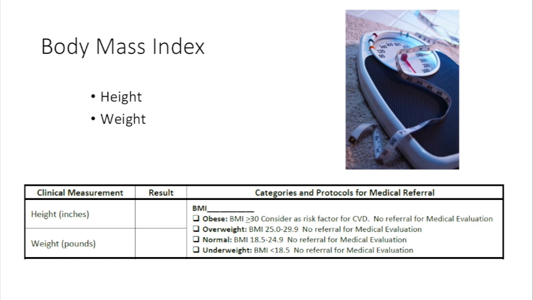So let's take a look at a sample one here. So let's say that her height is 5'3", which is 63 inches. Her weight is 152 pounds. So that would put her BMI at 27. And as you can see, 27 is in the overweight range. So that's not too terribly bad.